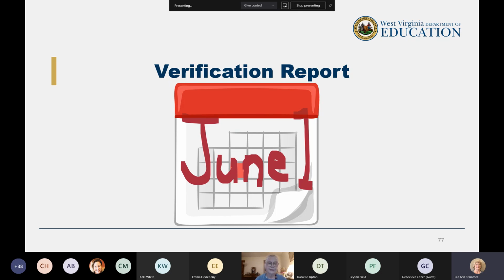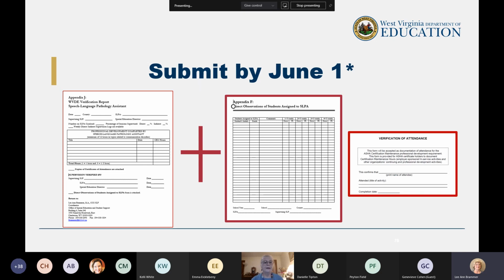So if you go to the next slide, you can see, just as a reminder, there's 3 things you turn in: the verification report, which is 1 page, your DUSA form, which has all 4 9 weeks, and your verifications of attendance. And if you start saving those and putting them in your shared drive, it's going to be really easy for you by the end of next year.